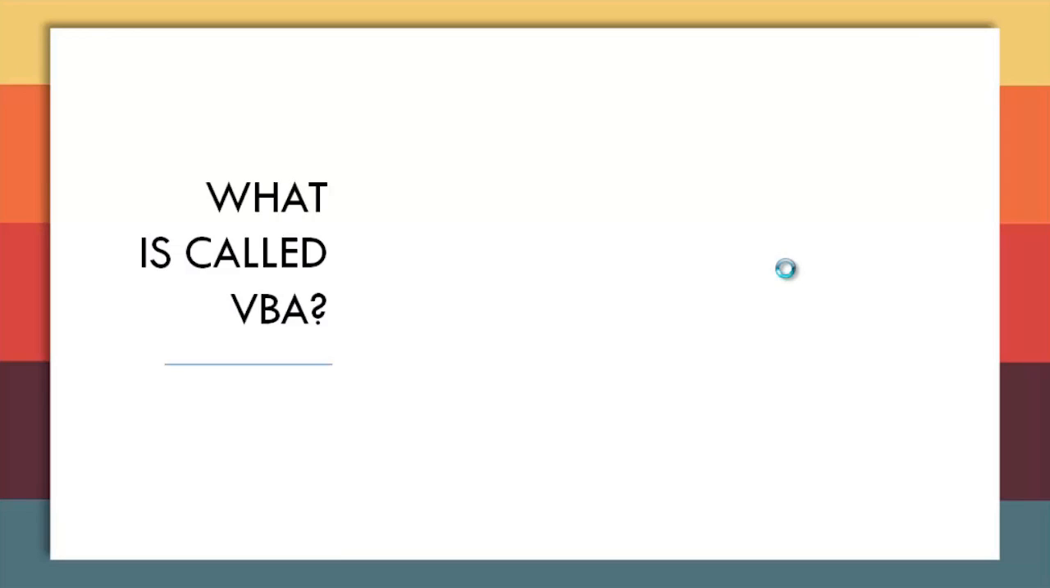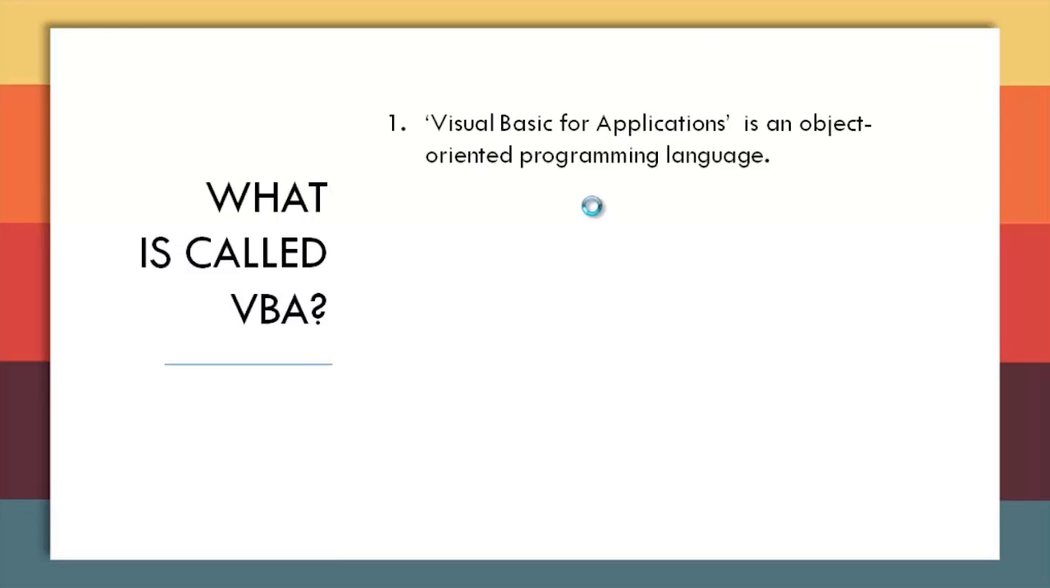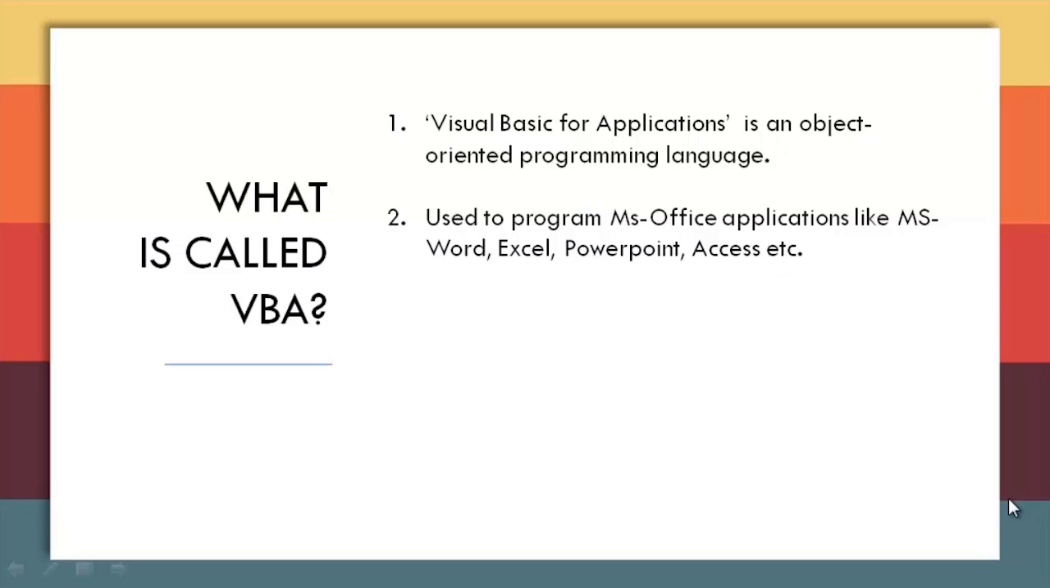VBA stands for Visual Basic for Application, and it is an object-oriented programming language. Later in our course, we will see what object orientation is. For now, you could remember VBA is a programming language. This programming language is used to program MS Office applications. That is, not only for Excel, it could be used for Word, PowerPoint, Access, etc.